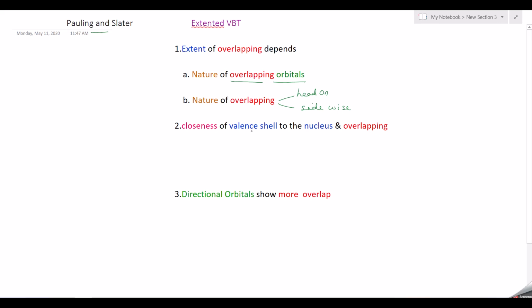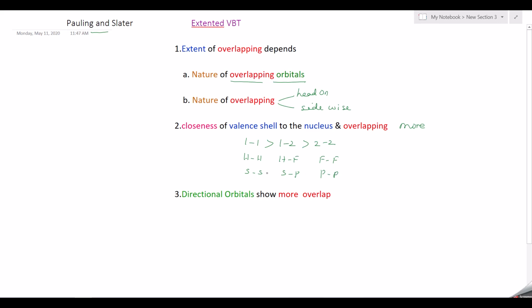The next one: if the valence shell is very close to the nucleus, then the overlapping will be more. For example, 1-1 overlapping is greater than 1-2 overlapping, which is greater than 2-2 overlapping. 1-1 overlapping is possible in hydrogen and hydrogen. 1-2 overlapping you have in hydrogen and fluorine. Here you have fluorine, fluorine. In hydrogen and hydrogen you have ss overlapping, here you have sp overlapping, and here pp overlapping.